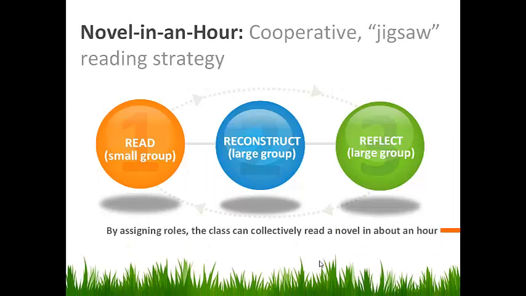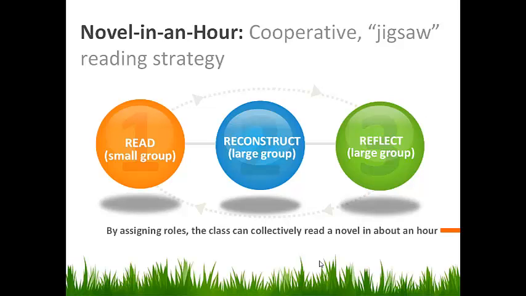Novel in an Hour is a cooperative jigsaw reading strategy. Cooperative means that students work in small groups towards a specific goal, and jigsaw means that each group is responsible for a different aspect of knowledge about a topic, which they can then share with the rest of the class.